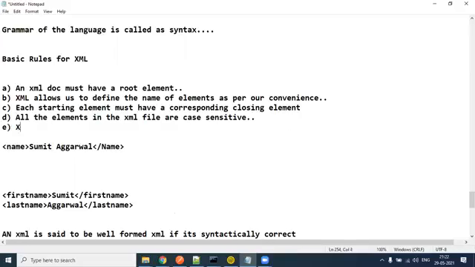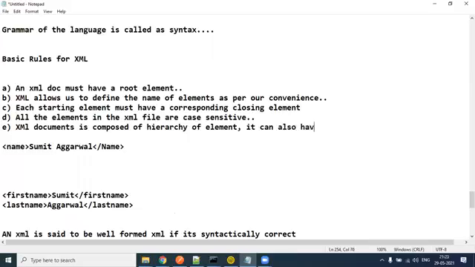And the next thing is an XML document is composed of a hierarchy of elements, which means there can be an element within it, there can be another element, and it can also have attributes.